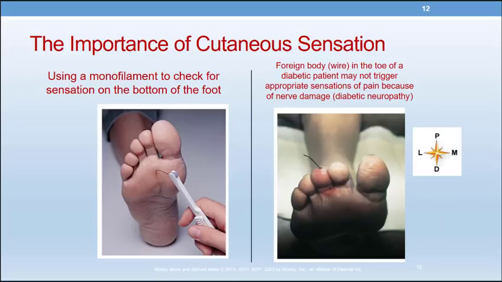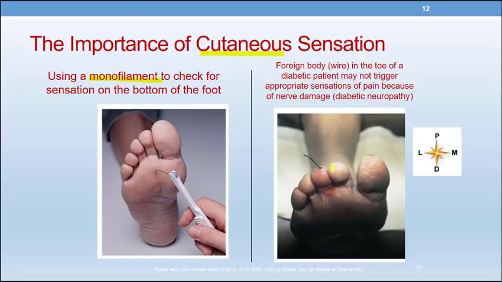This slide talks about the importance of cutaneous sensation, cutaneous referring to the skin. In this image here, you can see what's referred to as a monofilament that's being used to check for sensation at the bottom of the foot. Individuals that have uncontrolled or poorly controlled diabetes, for example, often lose their ability to sense pain on certain areas of the body's surface, in particular the skin of the feet and even more so the toes.